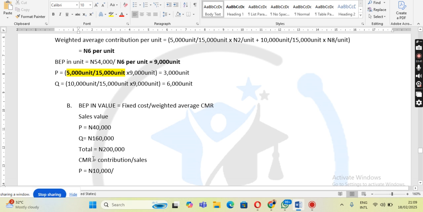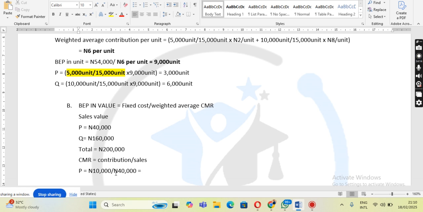I told you, please don't cram. This is CMR. C means contribution, M means margin, and margin means sales. When they say CMR, C is contribution, margin to sales ratio, multiplied by 100. Now, what is the sales for P? 40,000 naira.